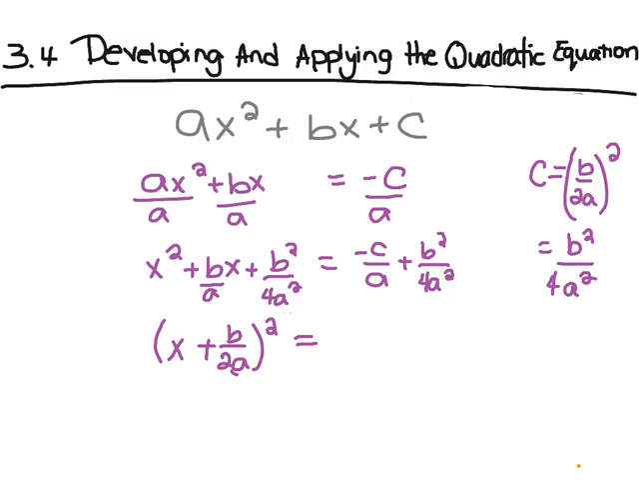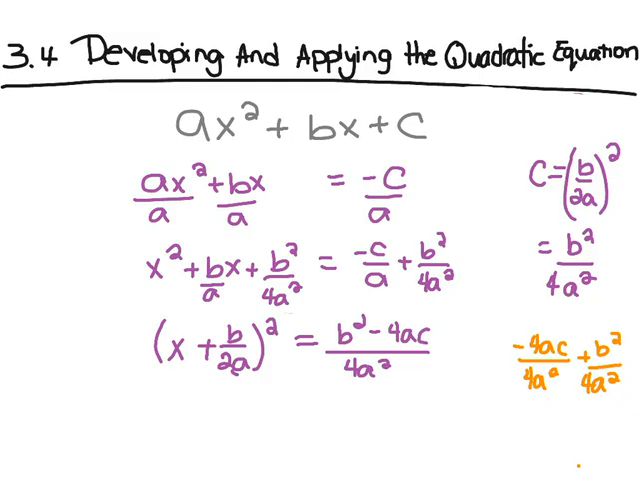Now, if we want to add these two, I'll do it over here on the side. We want to make our denominators the same, so we have to times it by 4a. So we've got 4ac over 4a squared plus b squared over 4a squared. I'm going to put my b squared first because it's positive. So on the right side, we have b squared minus 4ac over 4a squared.